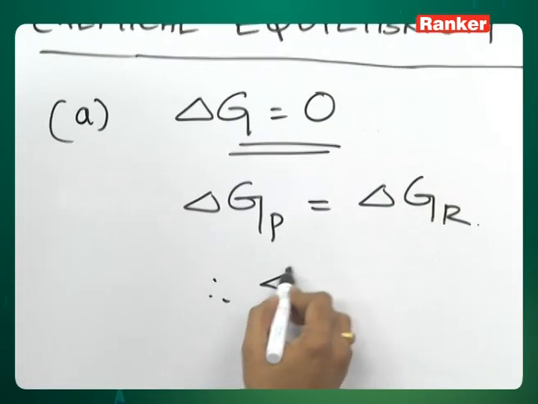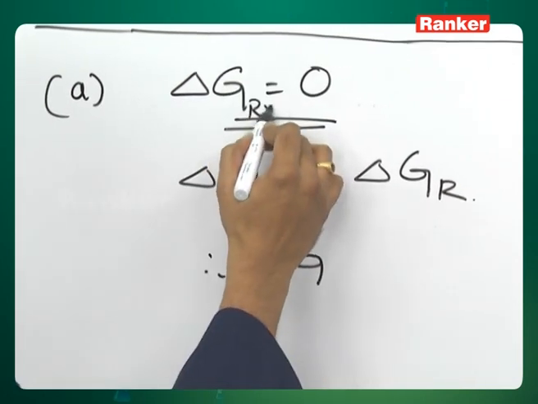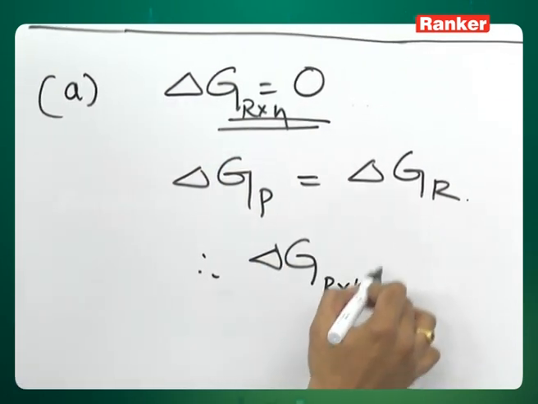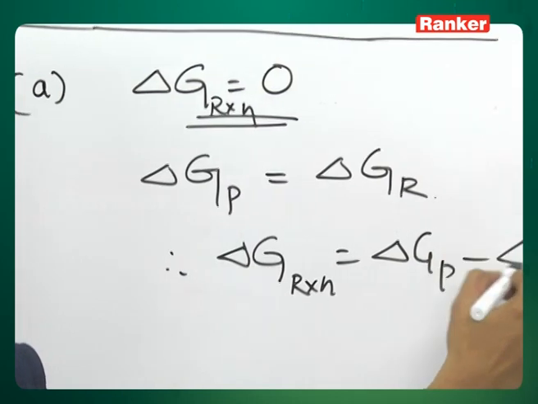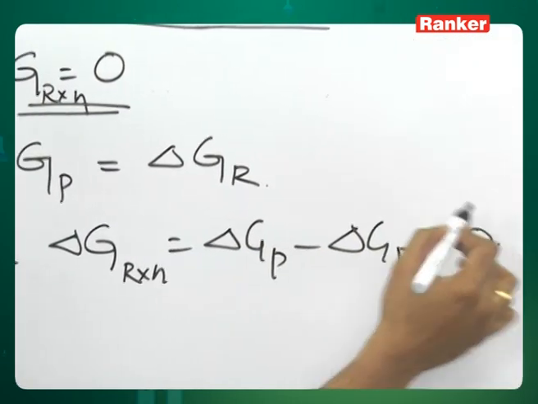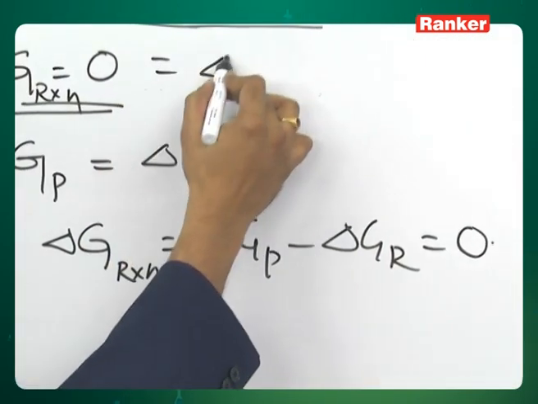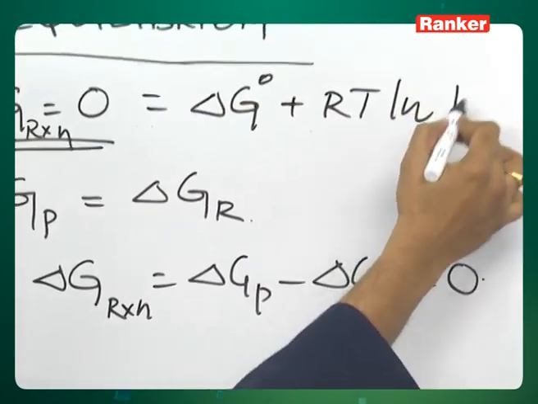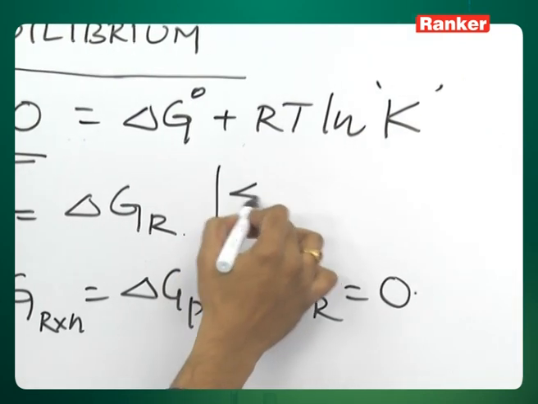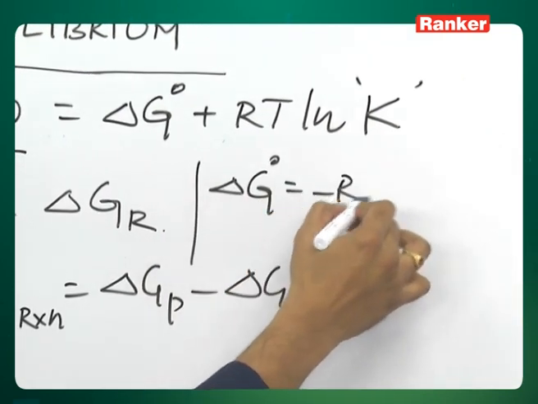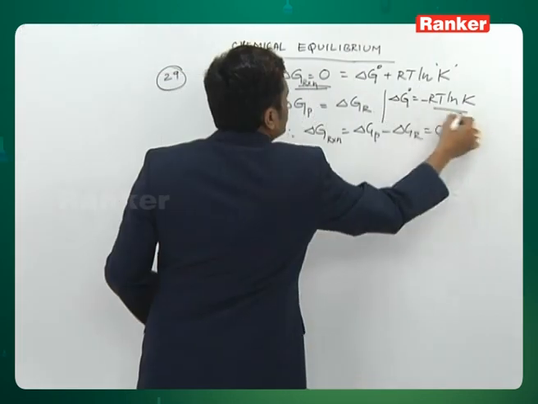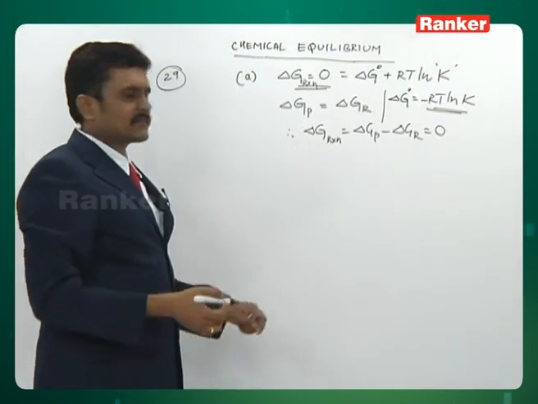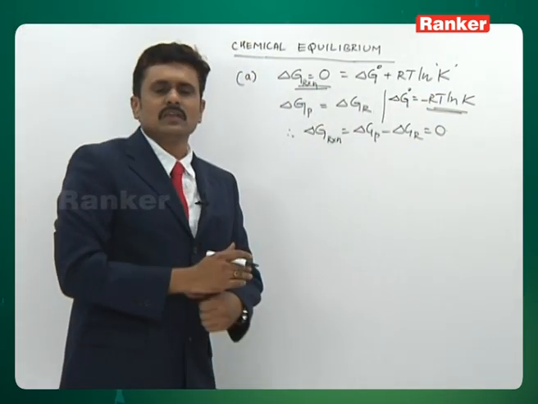So delta G of a reaction, which is delta G of product minus delta G of reactant, is equal to 0, and delta G is equal to delta G naught plus RT ln Q, where at equilibrium we can replace the Q with K, and we find delta G naught as minus RT ln K. This relationship is obtained after assuming that delta G is equal to 0 for the reaction.